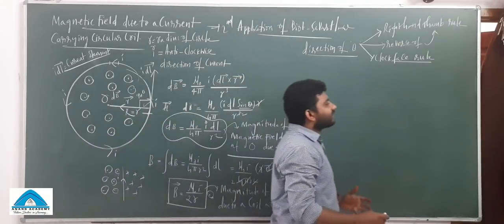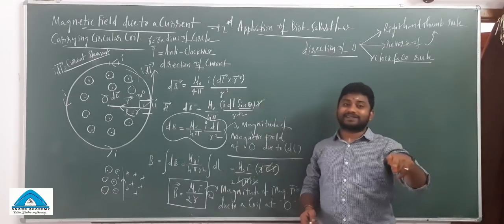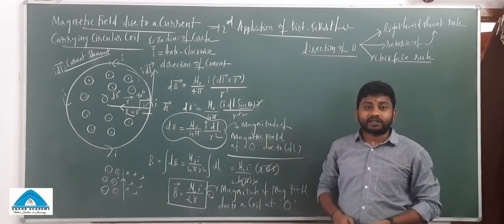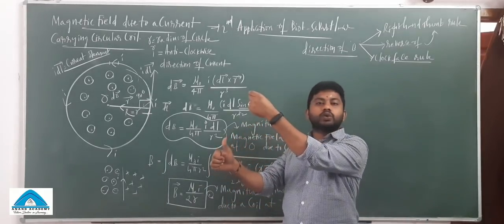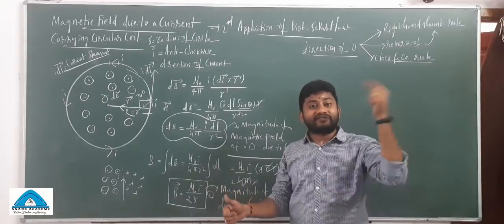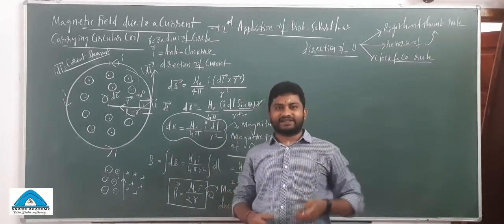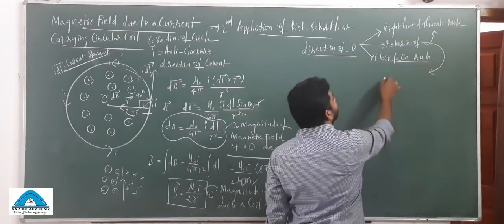Now the reverse of the right hand thumb rule. What is the reverse of the right hand thumb rule? I hope you could recollect it. We have already discussed that the reverse of the right hand thumb rule is also true. What is the reverse here? In the right hand thumb rule, the thumb gives you the current direction. In the reverse of it, the thumb gives you the direction of the magnetic field lines.